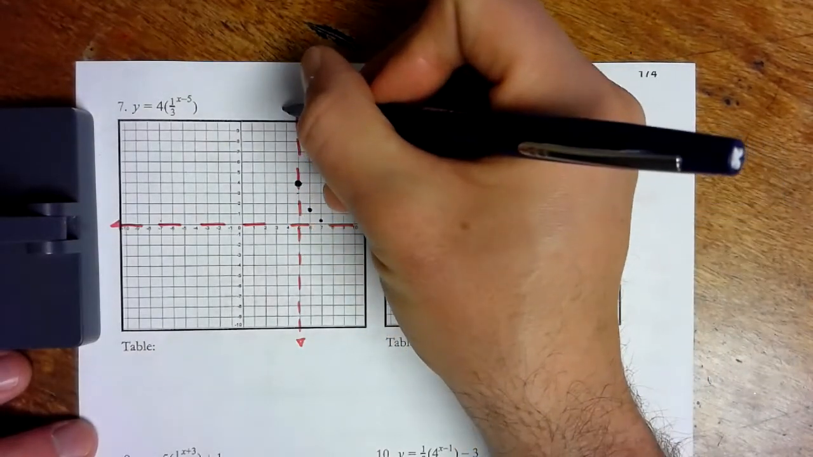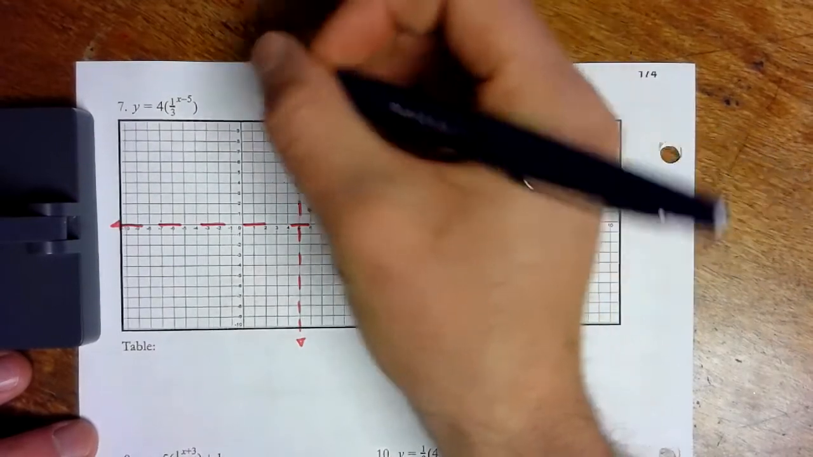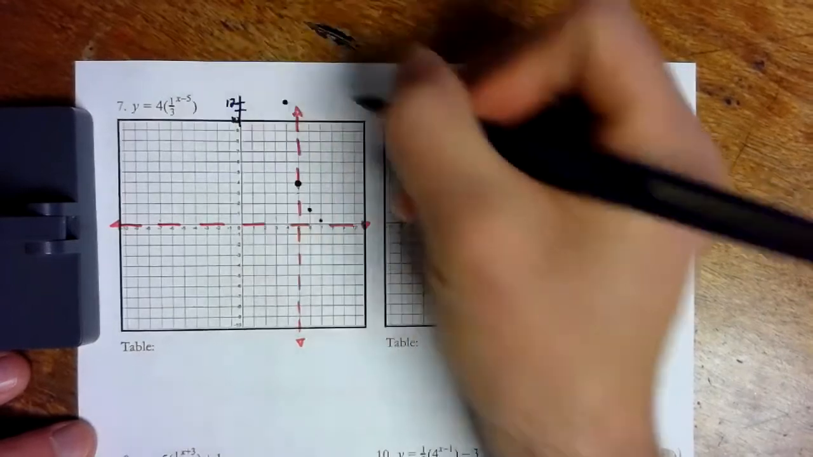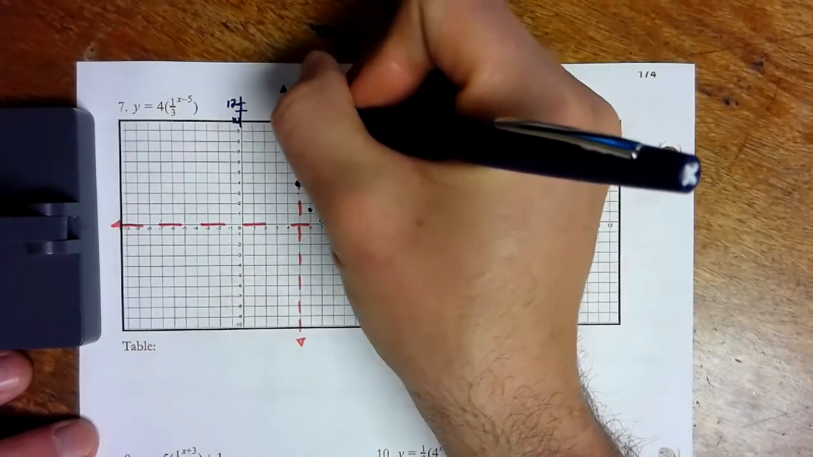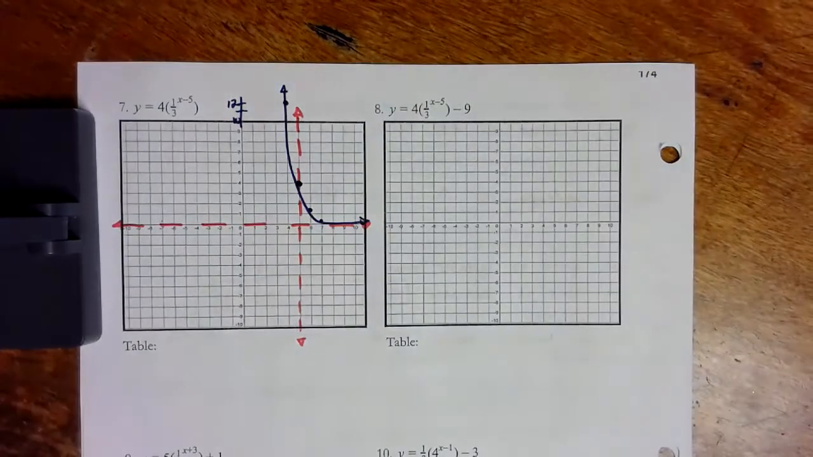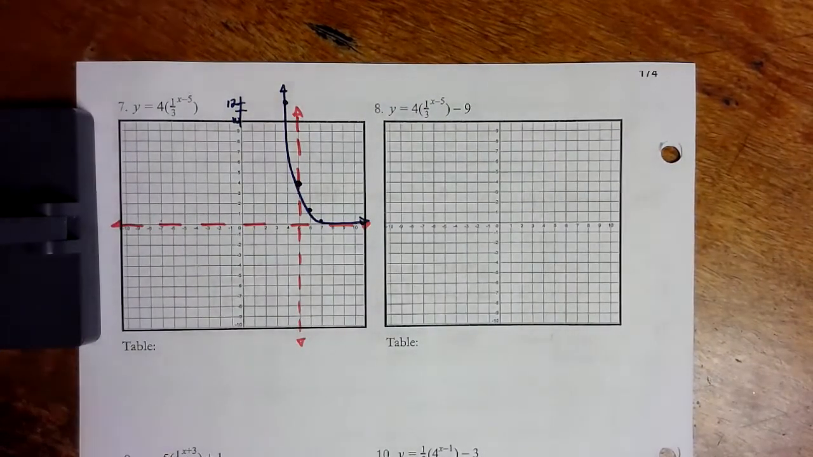That takes me slightly off the graph. That's okay. I'm going to put it up here. This would be at 10, 11, and 12. And now when we connect our points, we see that exponential decay graph, and it decays pretty quickly.